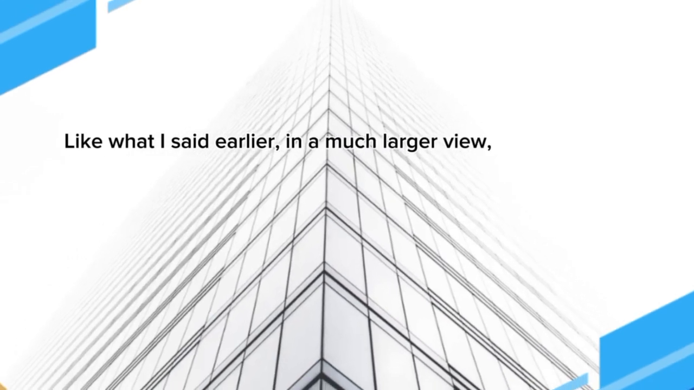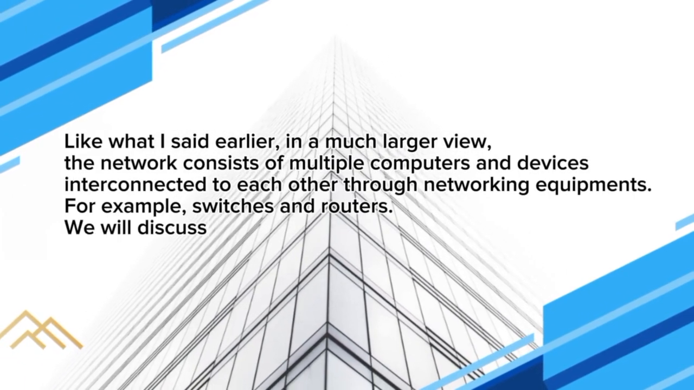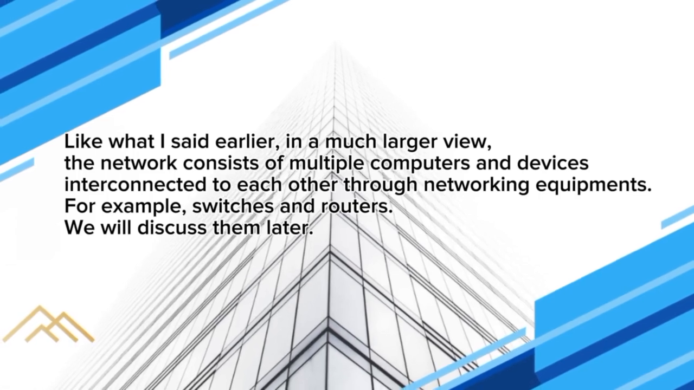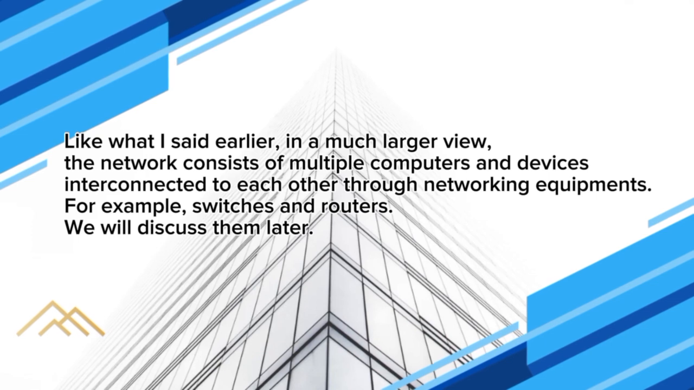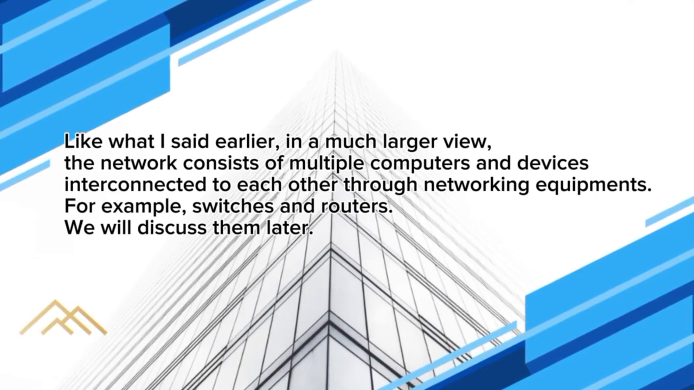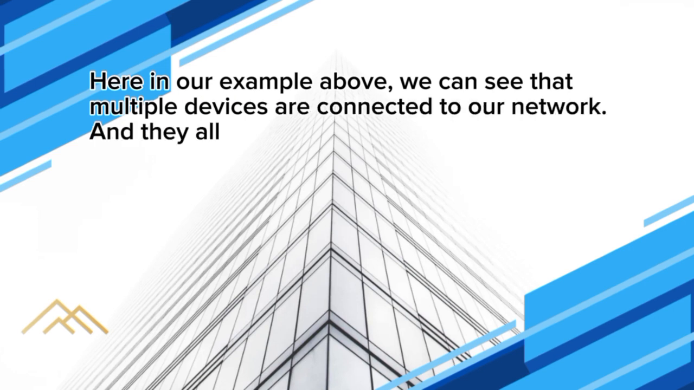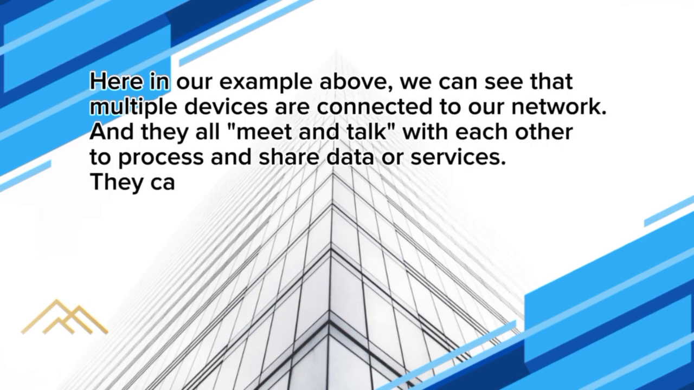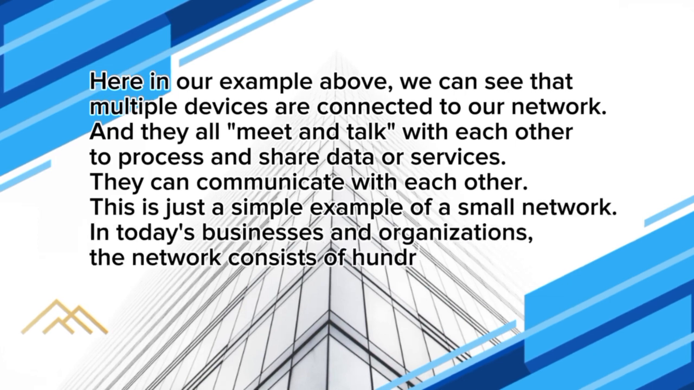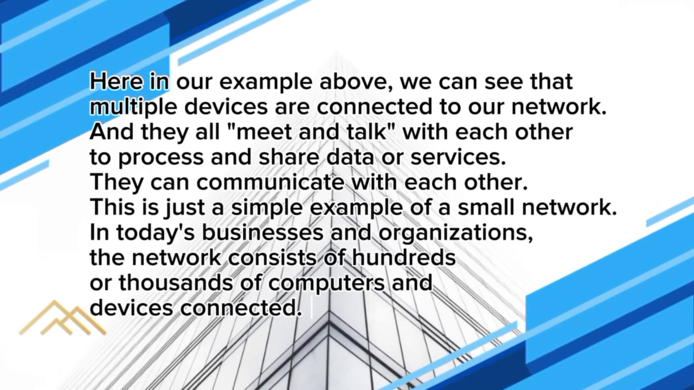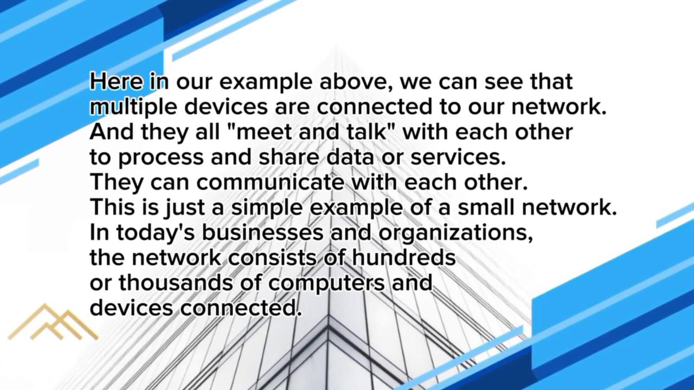Like what I said earlier, in a much larger view, the network consists of multiple computers and devices interconnected to each other through networking equipment, for example, switches and routers. We will discuss them later. Here in our example above, we can see that multiple devices are connected to our network, and they all meet and talk with each other to process and share data or services. They can communicate with each other. This is just a simple example of a small network.